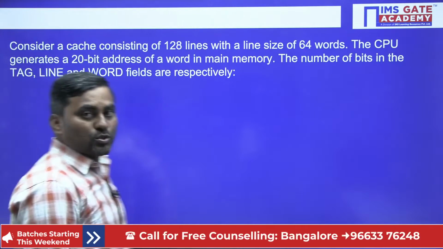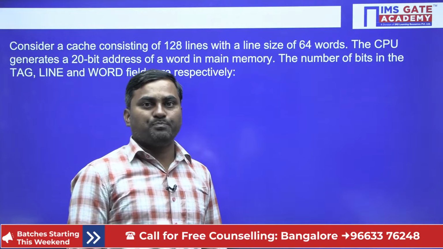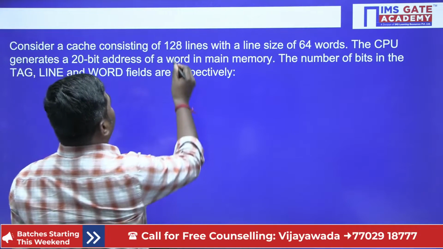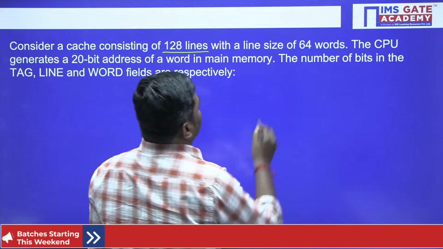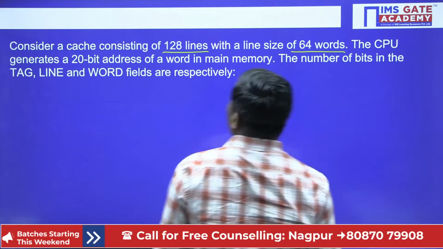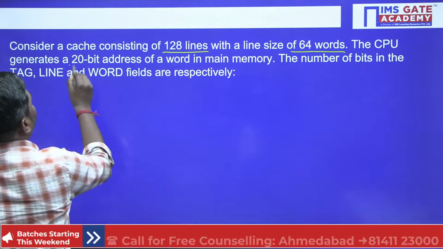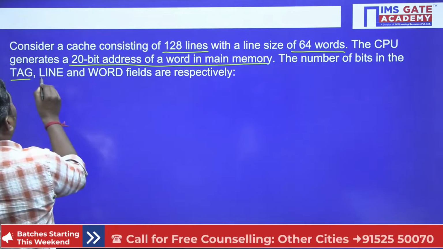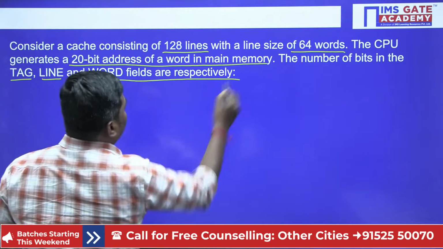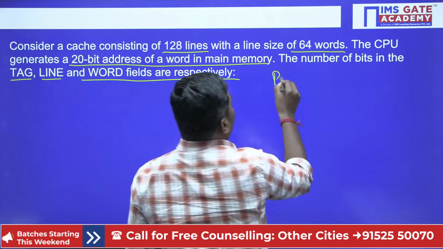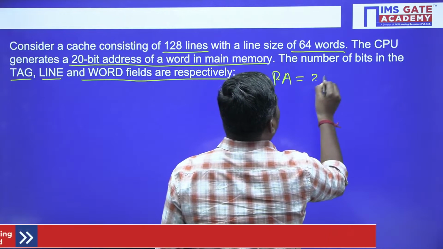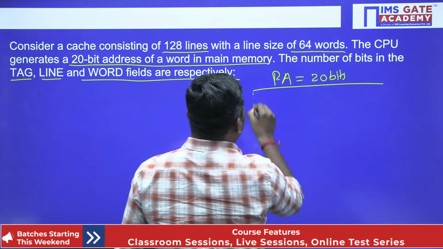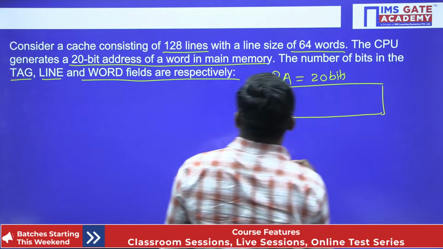Let's take another question, another example. Consider a cache consisting of 128 lines with a line size of 64 words. The CPU generates a 20-bit address of a word in memory. The number of bits in the tag, line, and word fields are respectively? So see, how much is the physical address they gave? 20 bits. This physical address is divided into 3 fields under direct address mapping.